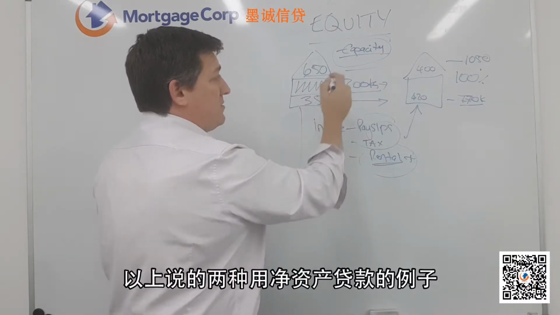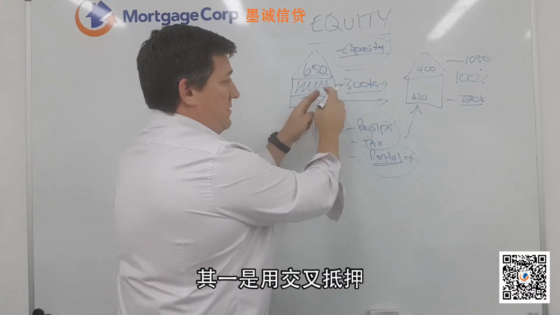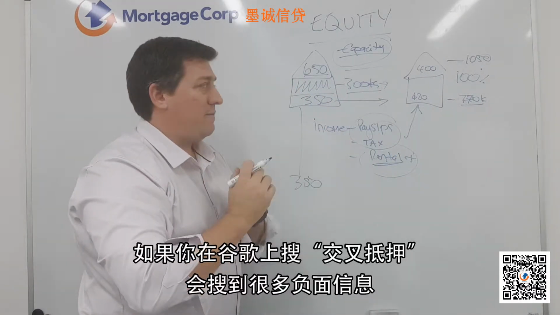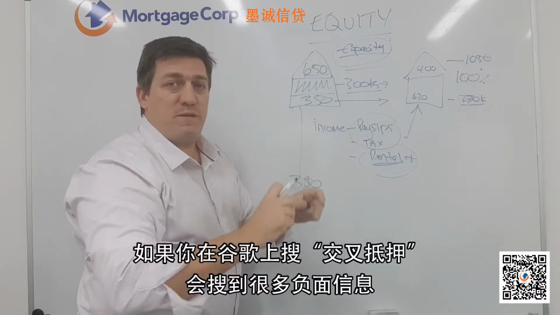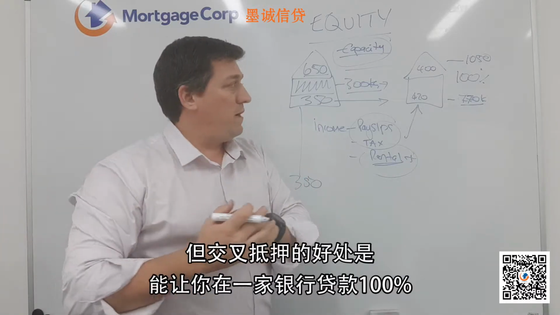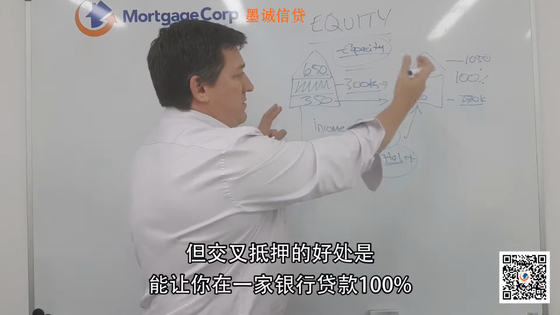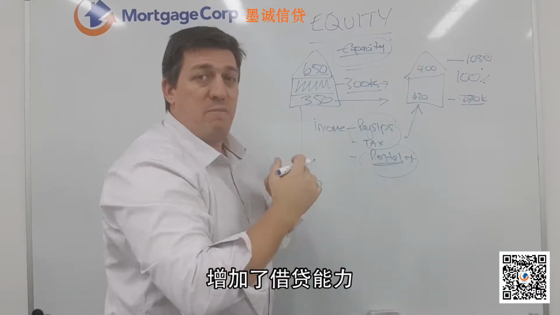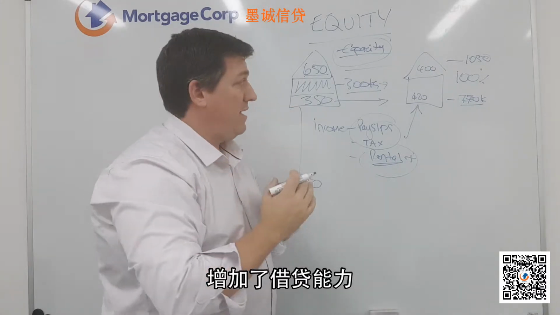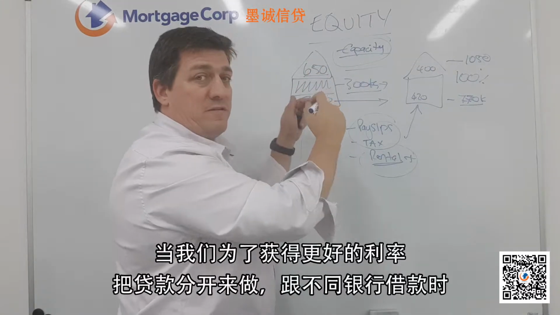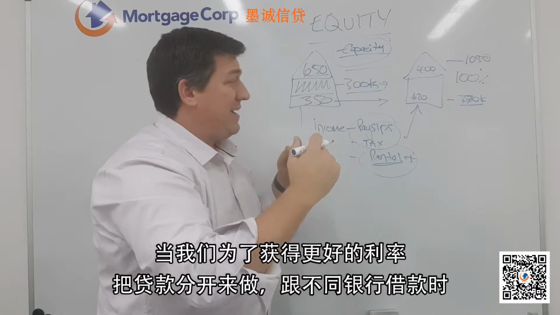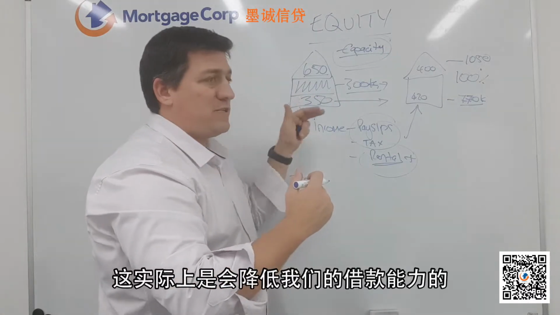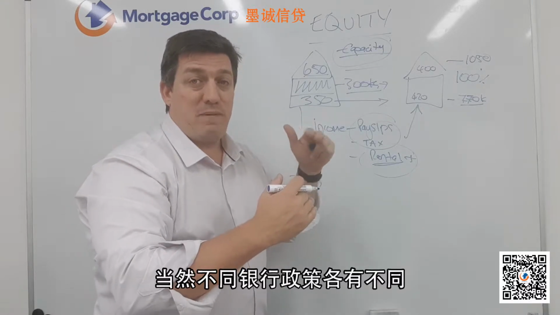These 2 scenarios of using equity are either using cross-securitization, which if you Google has a lot of bad information written on it, but there's also the positive side where it actually enables you to structure your loans with one bank and have 100% borrowing and increase our borrowing capacity. When we start splitting up loans to different lenders for better rates, it actually decreases our potential to borrow money depending on the bank's policies.